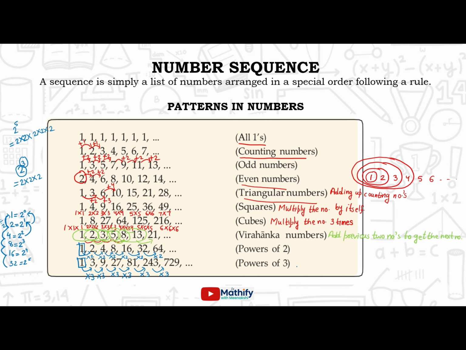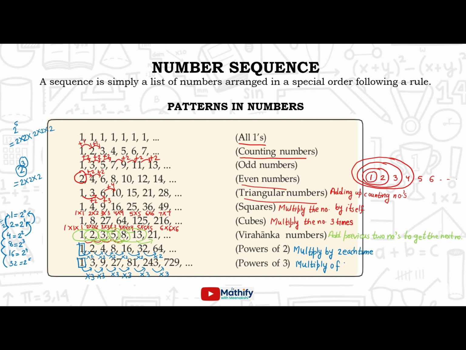Now, let's write the rule for both. It's multiply by 2 each time to get the next number. You can also write multiply by 2 with the previous number to get the new number. Here, multiply by 3.